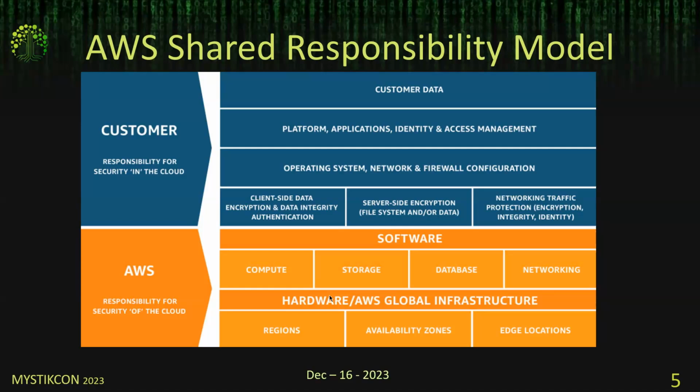The responsibility is shared between the customer and AWS. The customer being, let's say me, if I am hosting my AWS infrastructure in the cloud, then I am the customer and AWS is the cloud provider. So AWS as a cloud provider is responsible for software, compute, storage, and maintaining them.